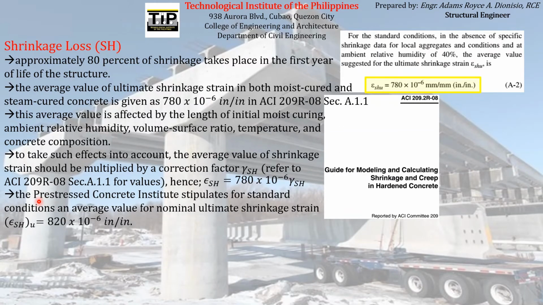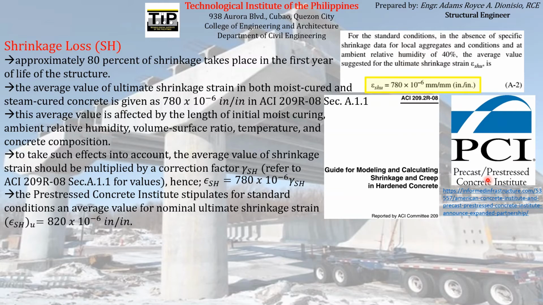So for the case of PCI, the Pre-Stress Concrete Institute, they stipulated for standard conditions an average value for nominal ultimate shrinkage strain equal to this. So for ACI, the ultimate shrinkage strain is equal to this 780 times 10 to the negative 6. But for PCI, they specified that the ultimate shrinkage strain must be equal to 820 times 10 to the negative 6. By the way, the meaning of PCI is precast or pre-stressed concrete institute. They are usually the governing body for the design of pre-stressed concrete members.